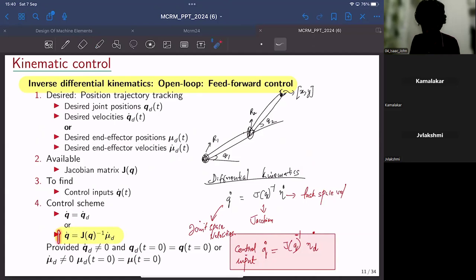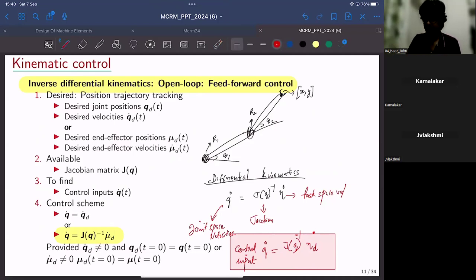And where or when does this control scheme work? So this control scheme will only work if this mu desired dot is not zero, right? If mu desired dot is zero, or if it is not a tracking problem, if the change of velocity as a function of time is zero, then Q dot is also going to be zero. There is no control input that we can give onto the robot. So eventually it will stop somewhere, because if mu desired dot is zero, Q dot is also going to be zero. So that is the first condition.